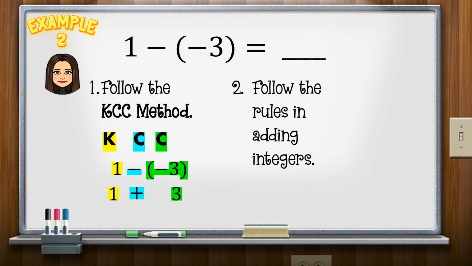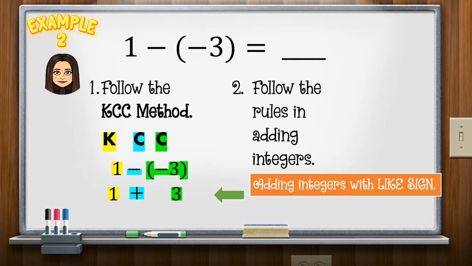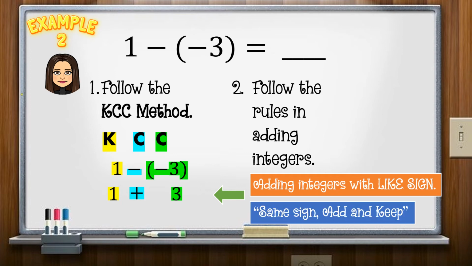Okay? Second rule, we will follow the rules on how we add integers. So 1 plus 3. As you can see, we have here like sign. They have the same sign, they are both positive. So same sign, we simply add and keep. 1 plus 3 will give us 4. What is their common sign? Positive. Therefore, 1 minus -3 is equal to +4.